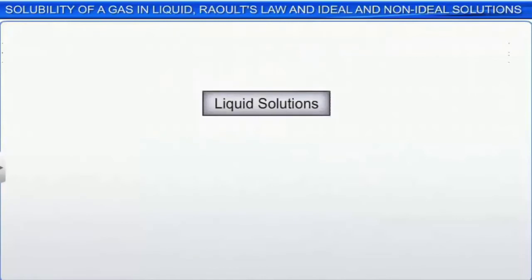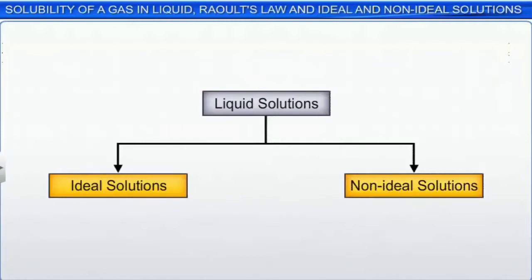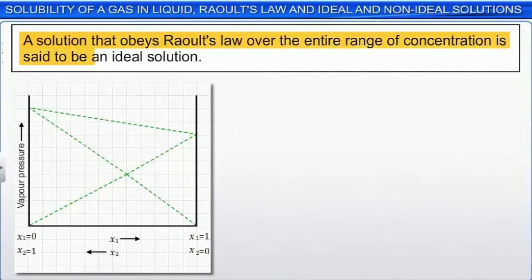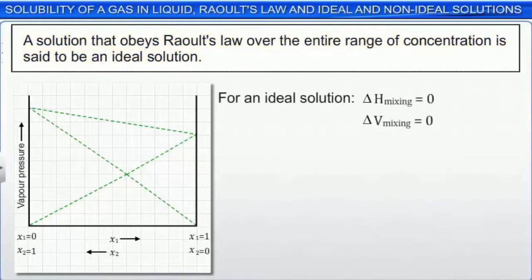On the basis of Raoult's law, the liquid solutions can be classified into ideal and non-ideal solutions. Let us first discuss the ideal solutions. A solution that obeys Raoult's law over the entire range of concentration is said to be an ideal solution. For an ideal solution, the enthalpy of mixing and the volume of mixing of the pure components are 0. This implies that no heat is evolved or absorbed, and also there is no change in volume on mixing of the two components.